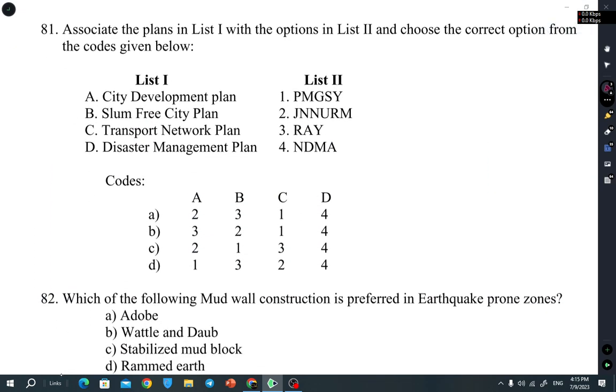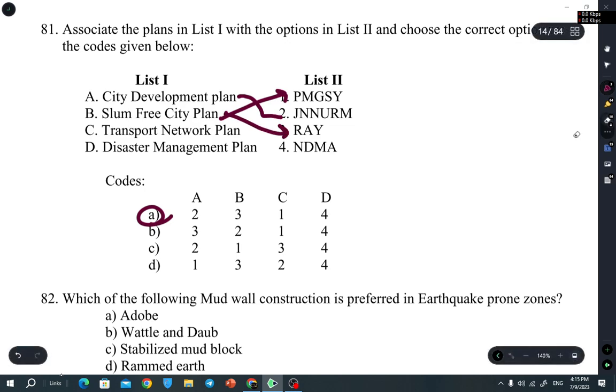Associate the given plans in list 1 with the options in list 2 and choose the correct options from the codes below. Option A. City Development Plan, JNNURM. Slum Free City Plan, PMGSY. Transport Network Plan. Slum Free City Plan is RAY.